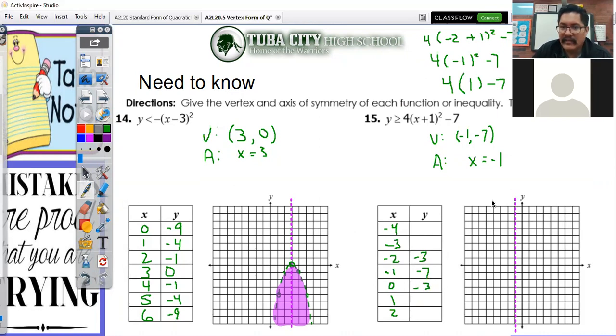Now we know it's going to be symmetrical on both sides, so if we did this right, we don't really have to do the work twice. In fact, I could do this one here. I could do 1. So 1 plus 1 is 2, and 2 squared is 4. 4 times 4 is 16, and 16 minus 7 is going to be 9.